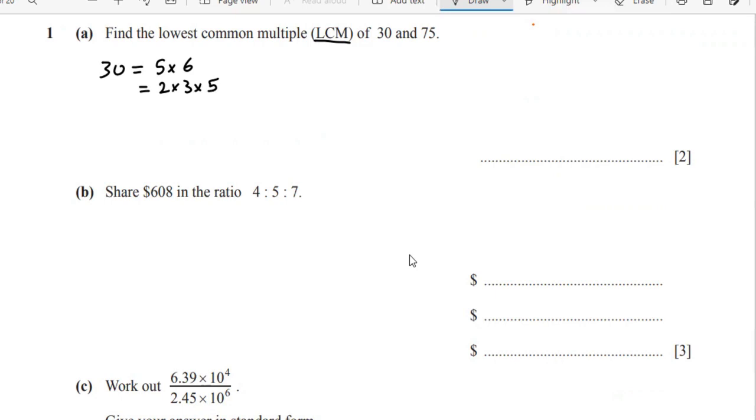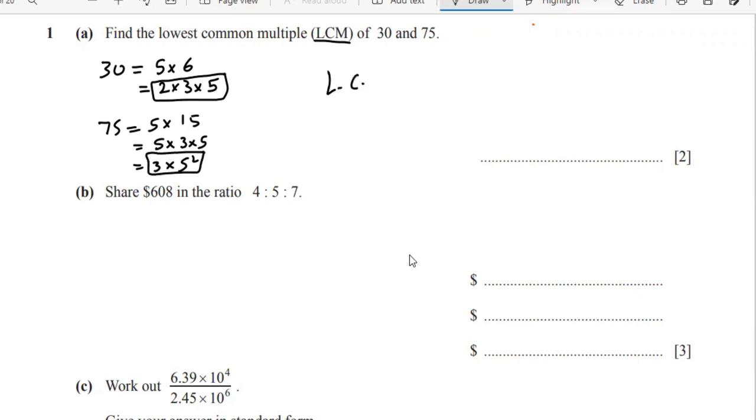We do the same thing for 75. So 75 is 5 times 15. Now 15, we can break it down into 3 times 5. Just to rearrange the numbers, 3 is in the beginning and 5 squared. So these are the prime factors of 30, and these are the prime factors of 75.